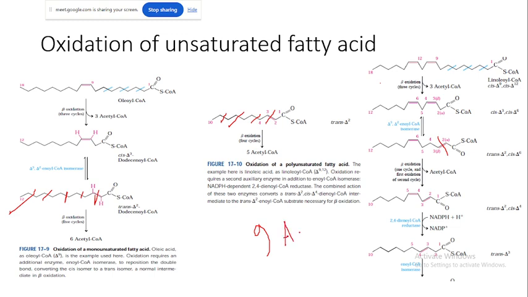9 acetyl CoA, and the number of cycles total was 8, right? 8 cycles. See, the rule is followed. If the number of cycles is n, the number of acetyl CoA you will get is n plus 1, so 8 plus 1, 9. So when there is polyunsaturation, the cell will tackle it in this way, right? So that is the oxidation of the unsaturated fatty acids.